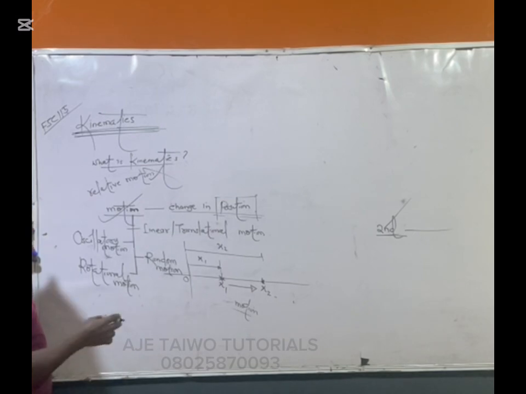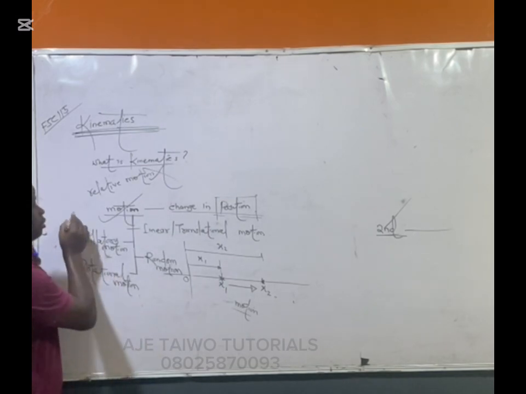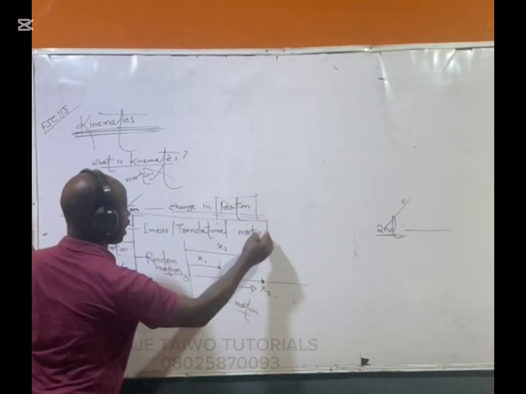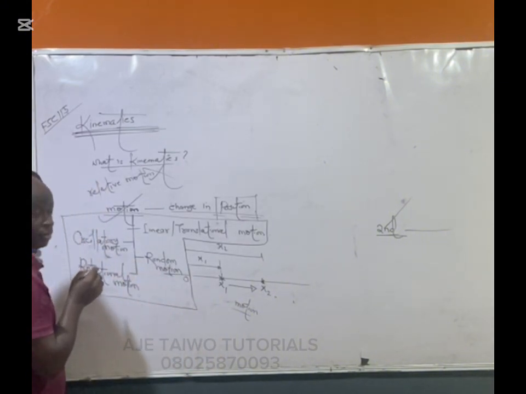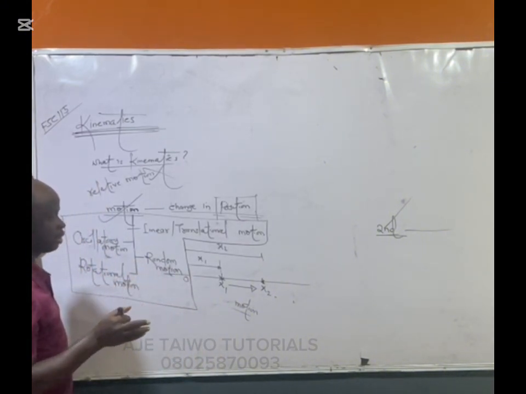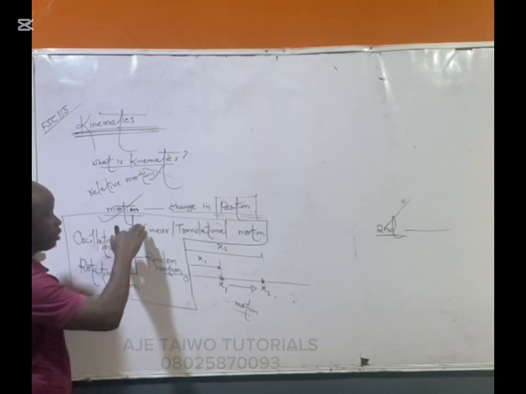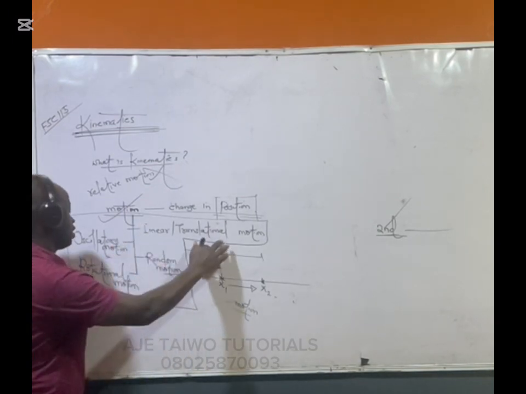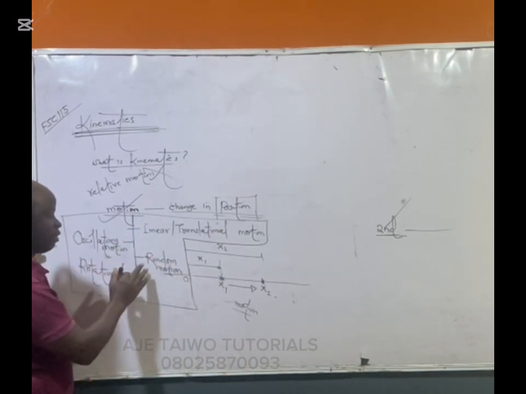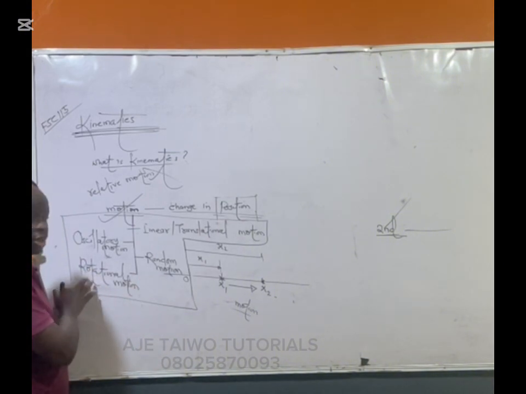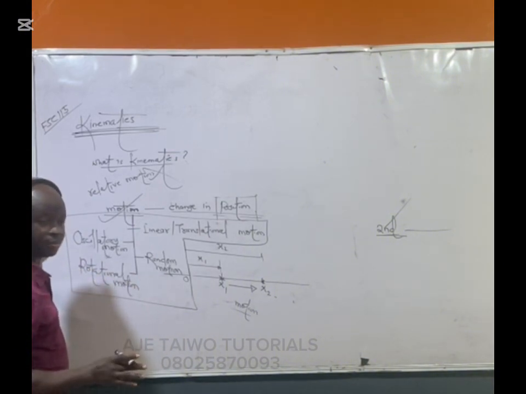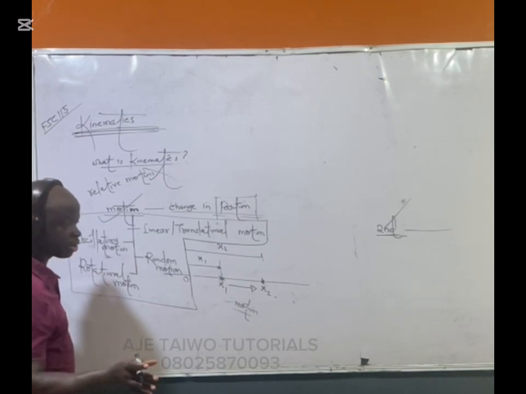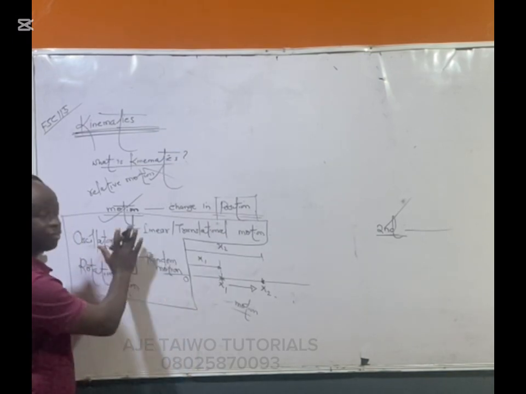Okay. Since you're not giving anyone, you should know that these are the only 4 types of motion. Any other motion you have in your head falls under here. If it's not linear, it will be oscillatory or random or rotational motion. There are 4 types of motion in physics. Any other motion you mention will fall under one of these 4.